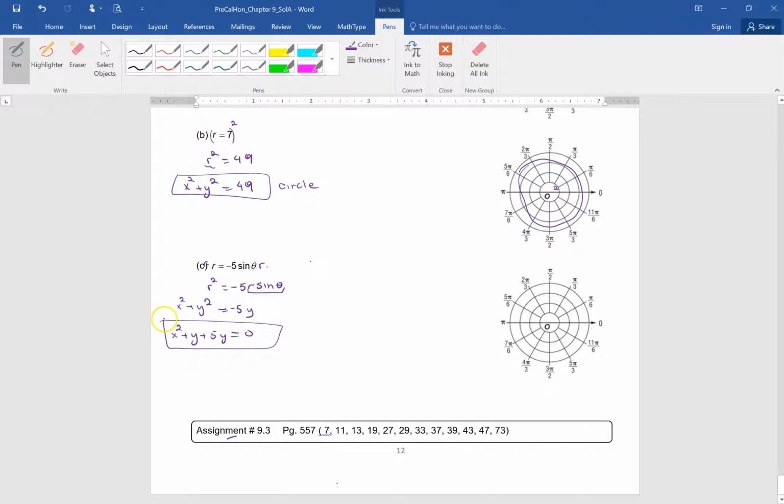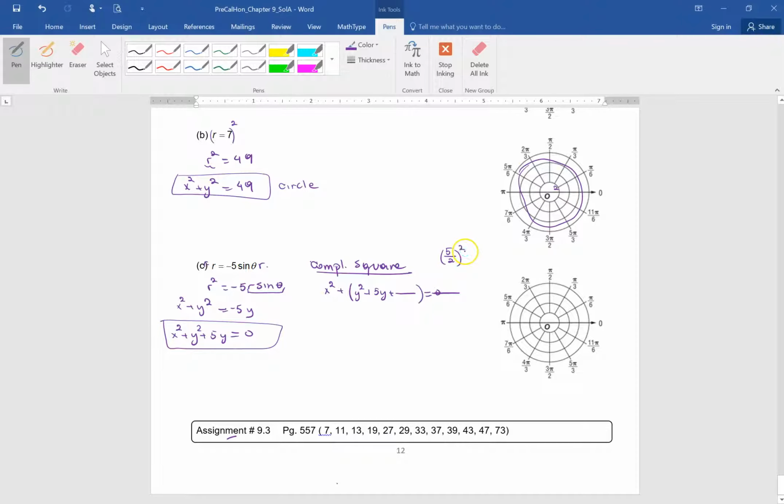Now, this is good enough for your equation. But what type of equation is this? To figure out what kind of equation this is, you have to complete the square. So let's complete the square. Here we have x squared plus, you combine the y's, it's y squared plus 5y plus a number equals a number, right? 0 plus a number. So what number am I going to add there?